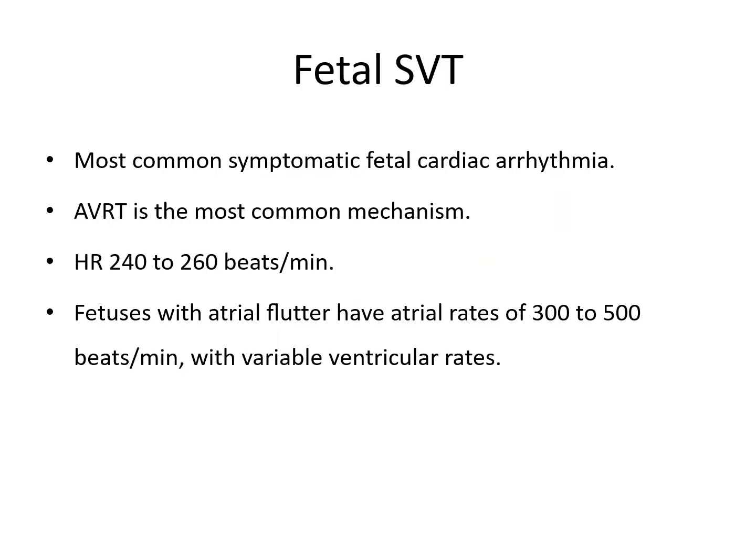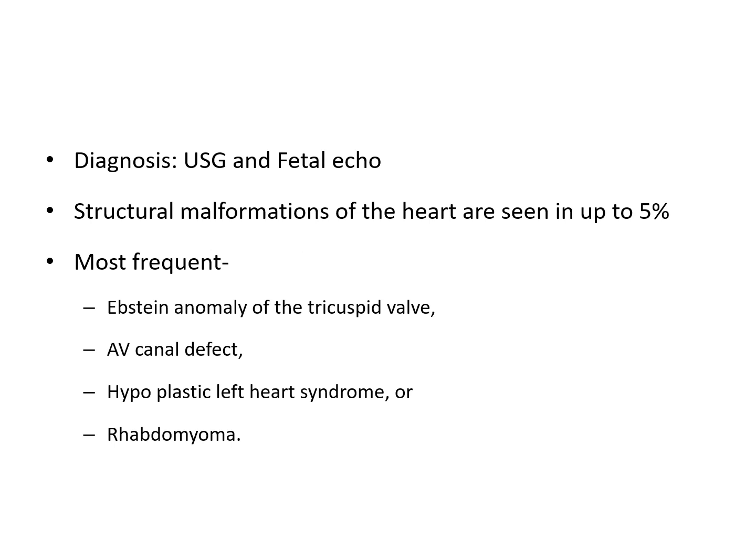A brief word on fetal supraventricular tachycardias. This is the most common symptomatic fetal cardiac arrhythmia. AVRT is the most common mechanism and heart rates are typically in the range of 240 to 260 beats per minute. Fetuses with atrial flutter can have atrial rates up to 300 to 500 beats per minute with variable ventricular rates. Diagnostic modalities include USG and fetal echo.